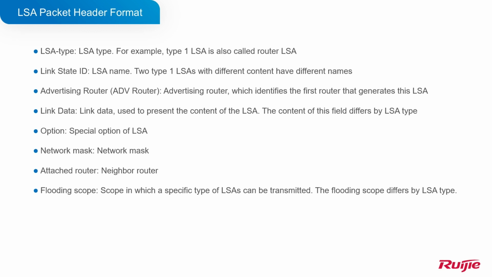So for different types, the content of the link state data is different. And then the option. If you want to add some other content, you can use the special option of the LSA information. Okay, and then the net mask. And next is the attached router. It means the neighbor router. And the flooding scope. The flooding scope means in which area the LSA information can be transmitted.